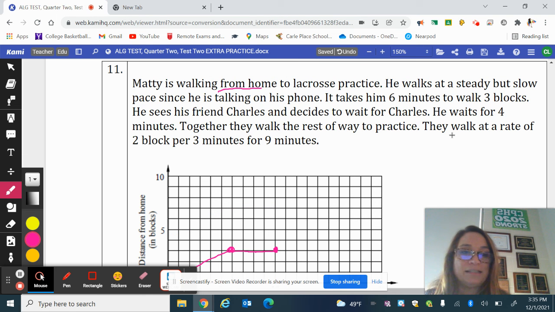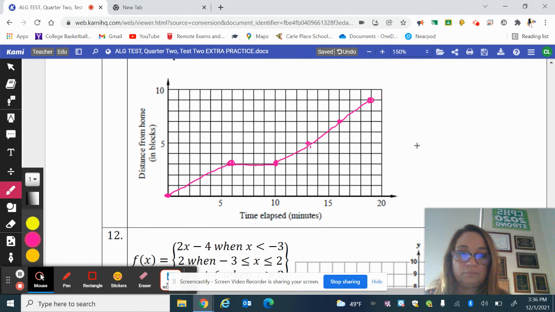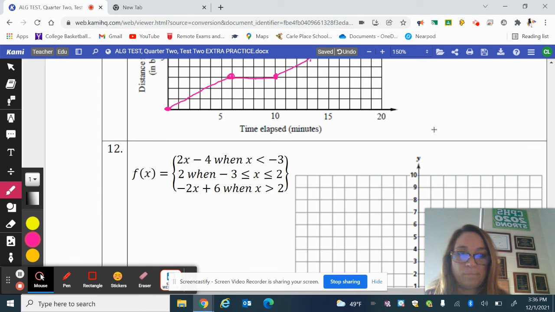Together, they walk the rest of the way to practice. They walk at a rate of 2 blocks every 3 minutes. And does that for 9 minutes, so he's at 19 minutes. All right? And that's the walk.